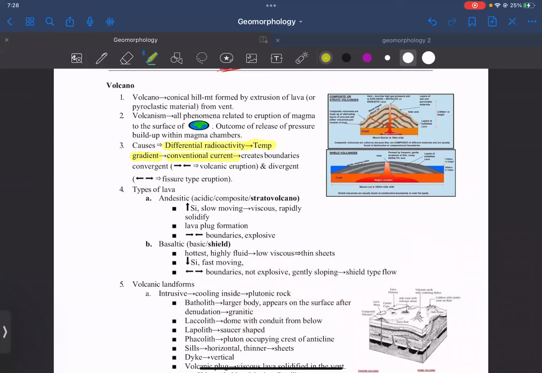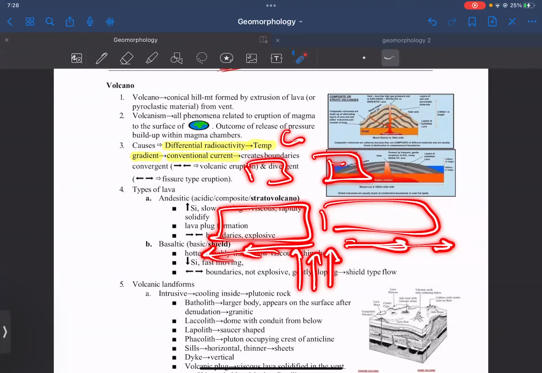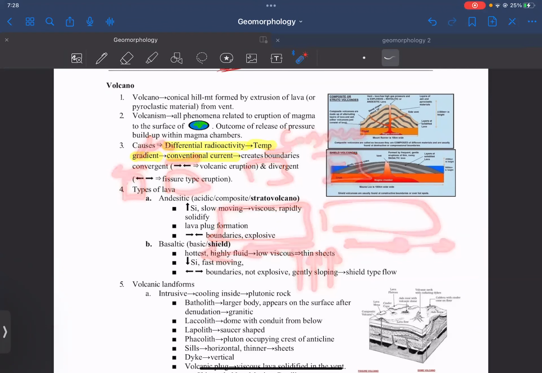Now, as we'll see in the future topics, if that magma is rising, what will it cause? It will cause movement of the plates. So now what may happen? Plates may move towards each other. If they're moving towards each other, they will cause a convergent boundary. If they're moving away, they will cause a divergent boundary. So this is what is written.